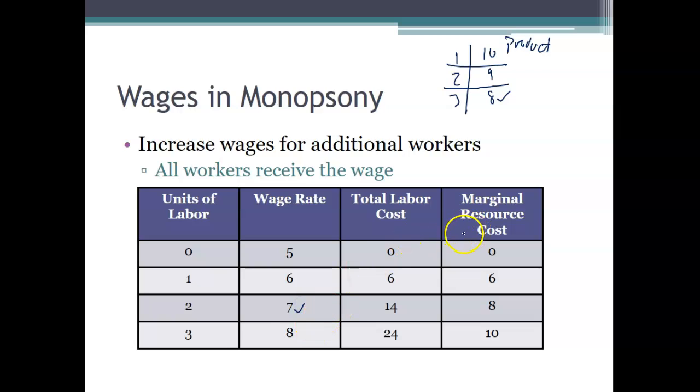So in order to get my marginal resource cost, I go wage rate times number of units. 1 times 6 is 6, 2 times 7 is 14, and so forth. And then from there, I can do my change in total cost divided by the change in the quantity. So 0 changing to 6, divided by 0 changing to 1, is 6. 6 changing to 14, 1 changing to 2, so that's 8, divided by 1, 8, and so forth.